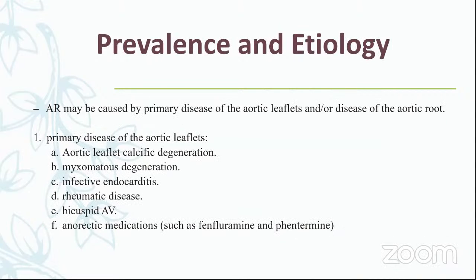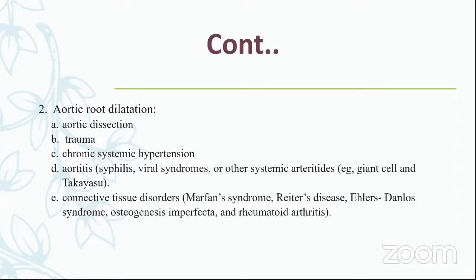AR may be caused by primary disease of the aortic leaflets and/or diseases of the aortic root. The primary diseases of the leaflets themselves can be caused by aortic leaflet calcific degeneration, myxomatous degeneration, infective endocarditis, rheumatic disease, bicuspid aortic valve, or some medication that can affect the leaflet. Aortic root dilatation can be caused by dissection, trauma, chronic systemic hypertension, some infections in the aorta, and some connective tissue disorders.